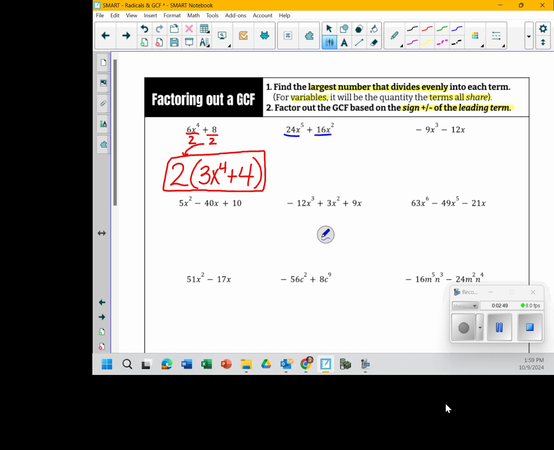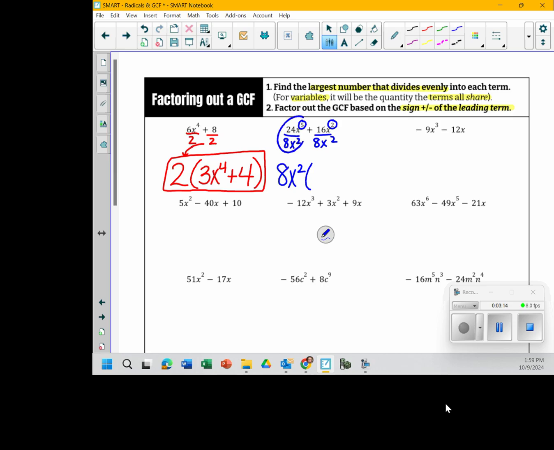24 and 16. The largest number those both divide by is 8. And then I have an x to the 5th versus an x squared. The only amount I could bring out of both of those groups is an x squared. So I have an 8x squared coming out front.